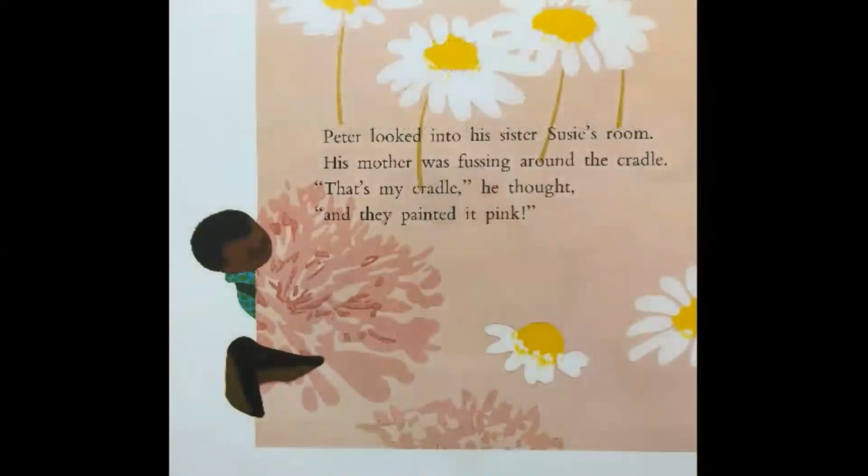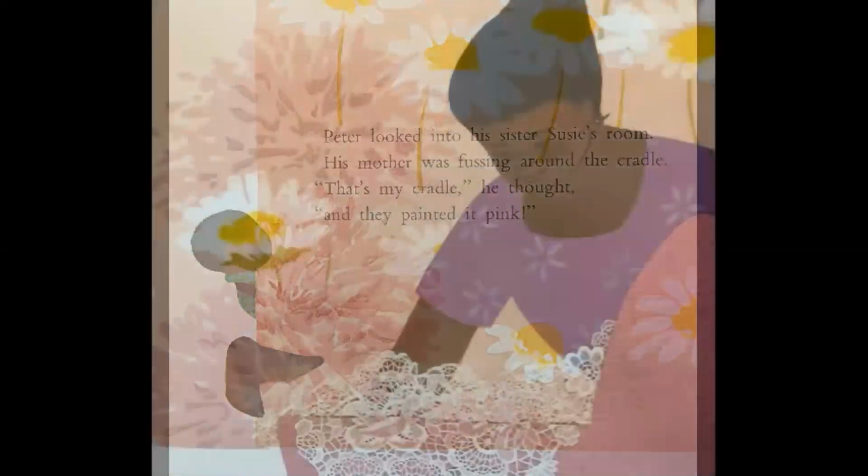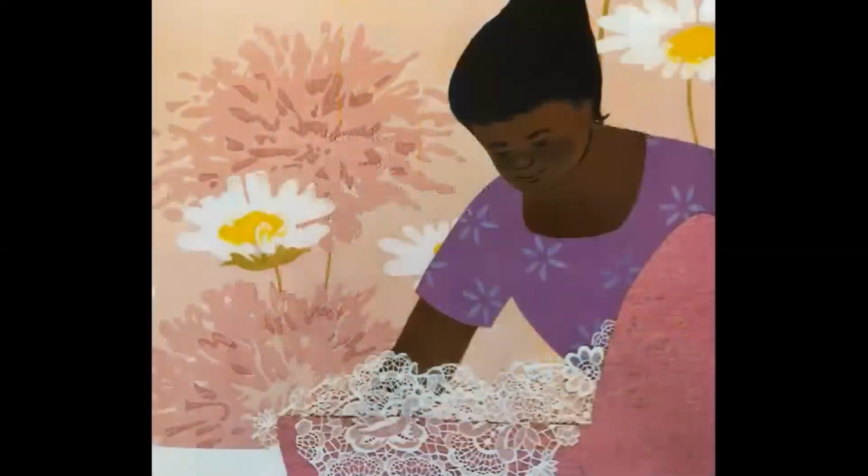Peter looked into his sister Susie's room. His mother was fussing around the cradle. It's my cradle, he thought. And they painted it pink.